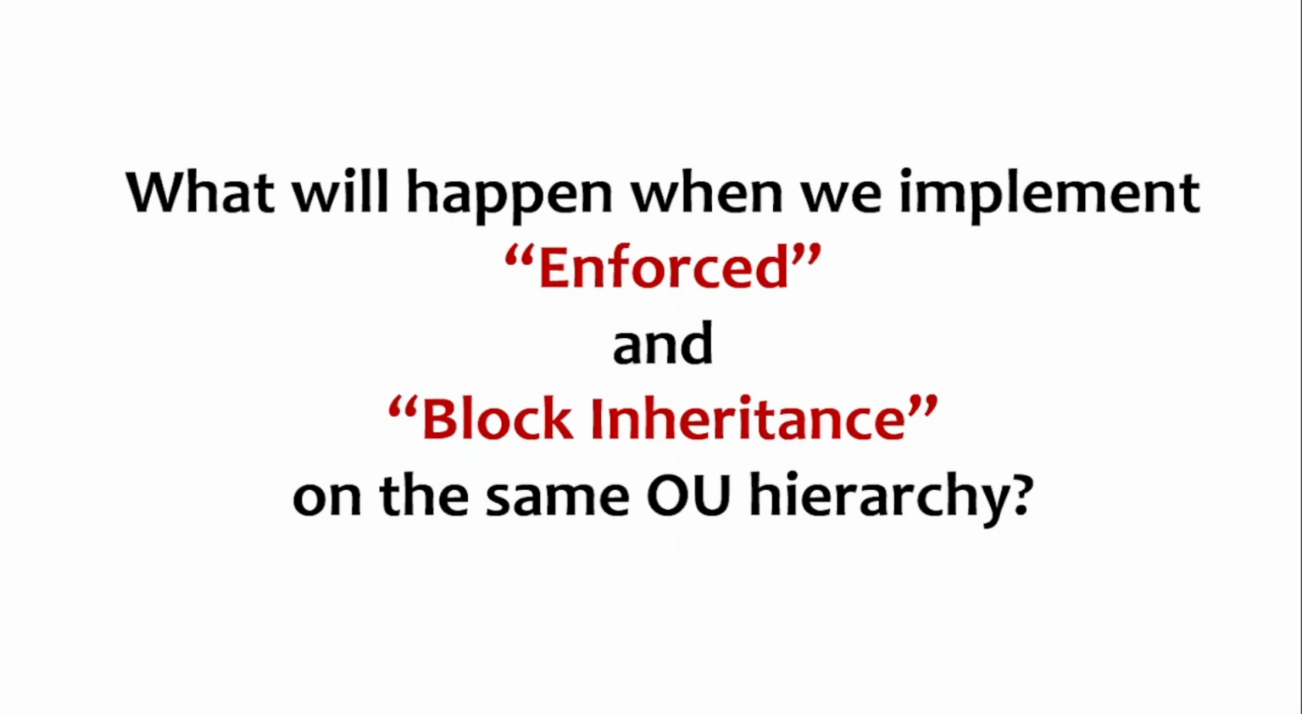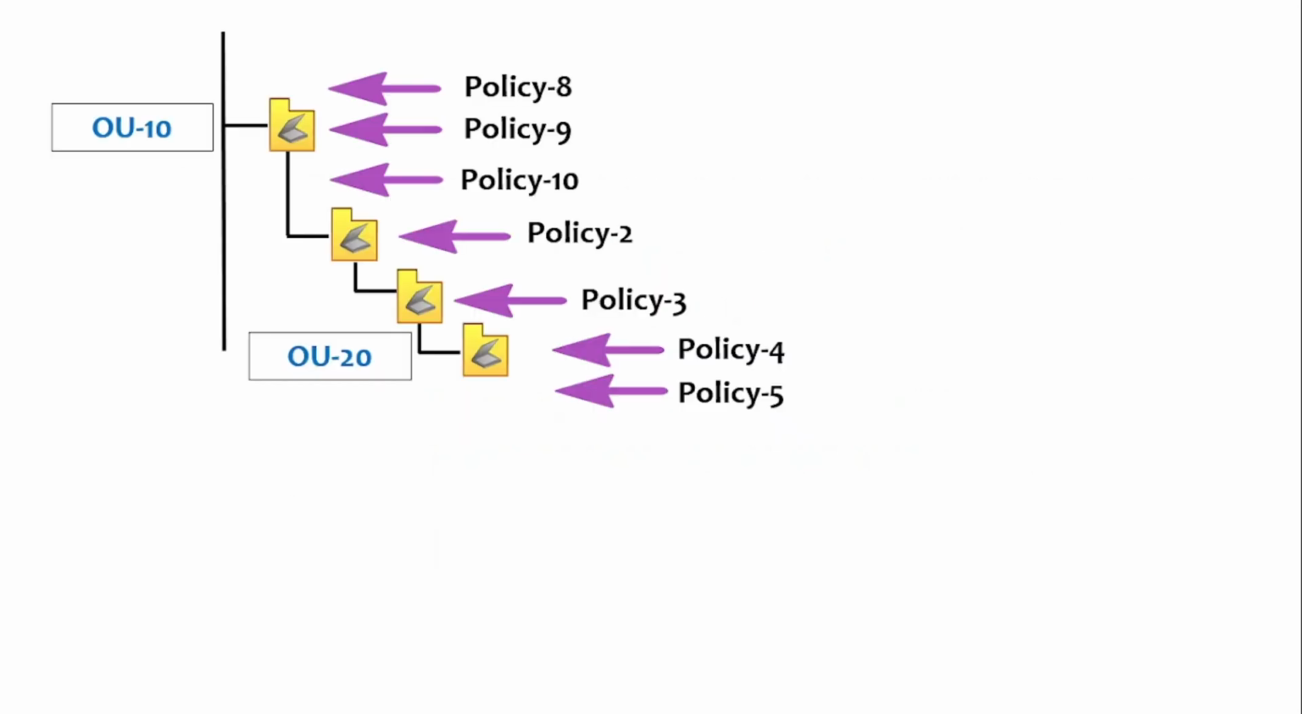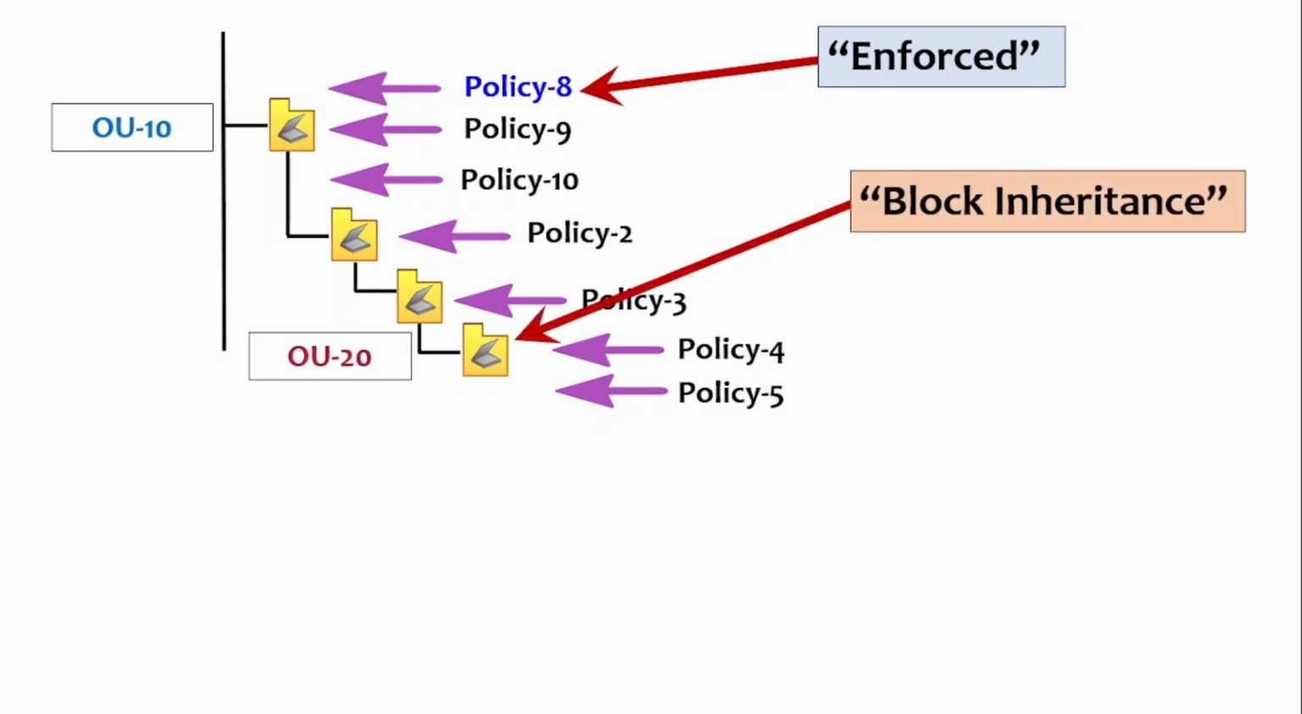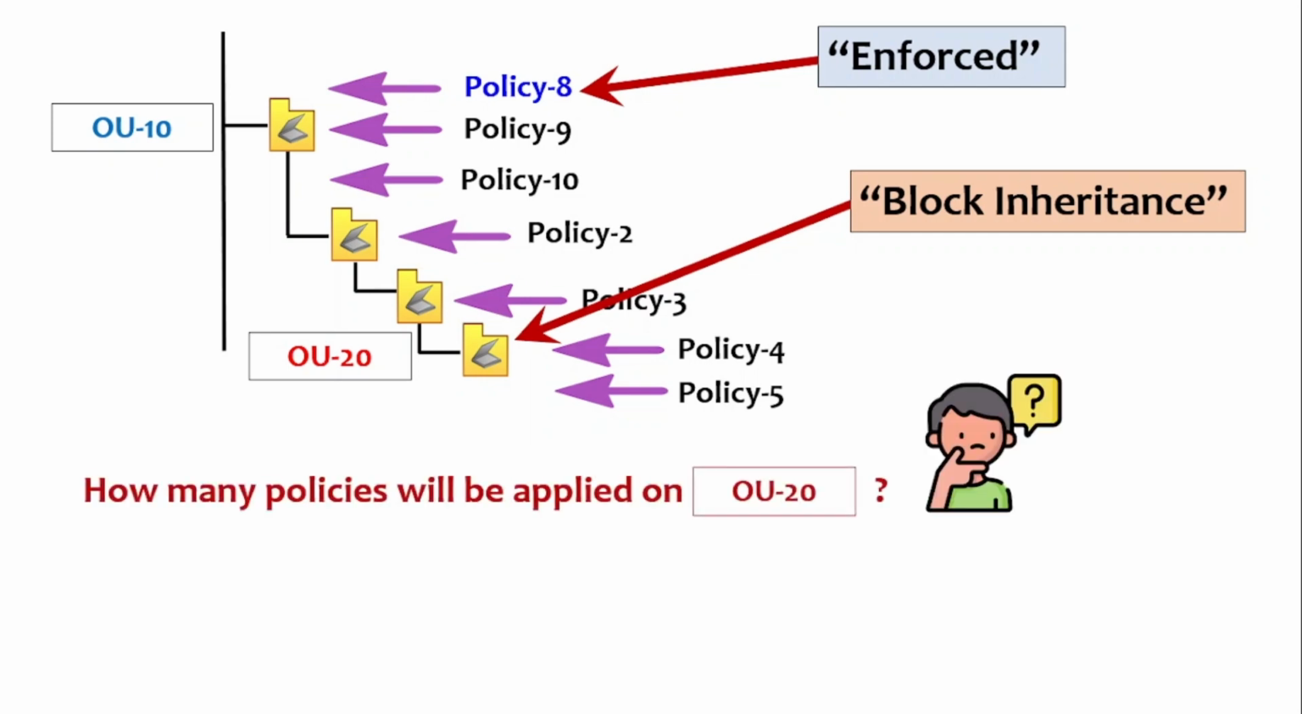Let me explain what I mean. Let's say we have this typical Active Directory OU structure. We have OU10, OU20. We have enforced policy 8 on OU10, and we have also blocked the inheritance at OU20. So there is a mixed bag or combination of enforced and block inheritance. The question which arises over here is, how many policies will be applied on OU20?